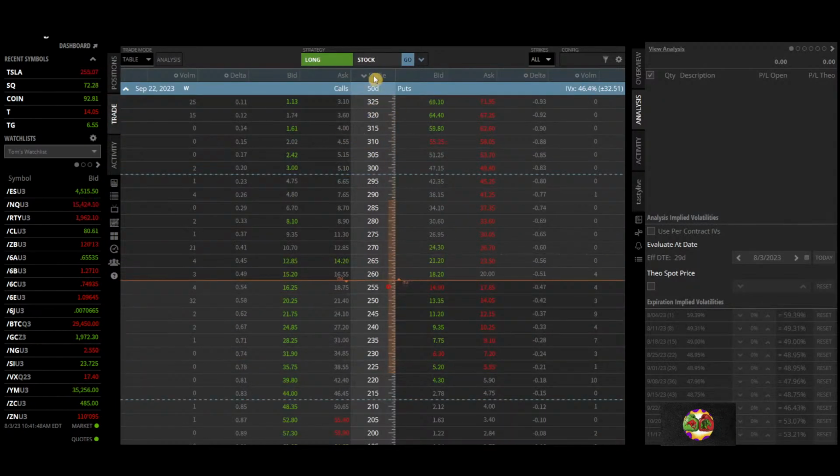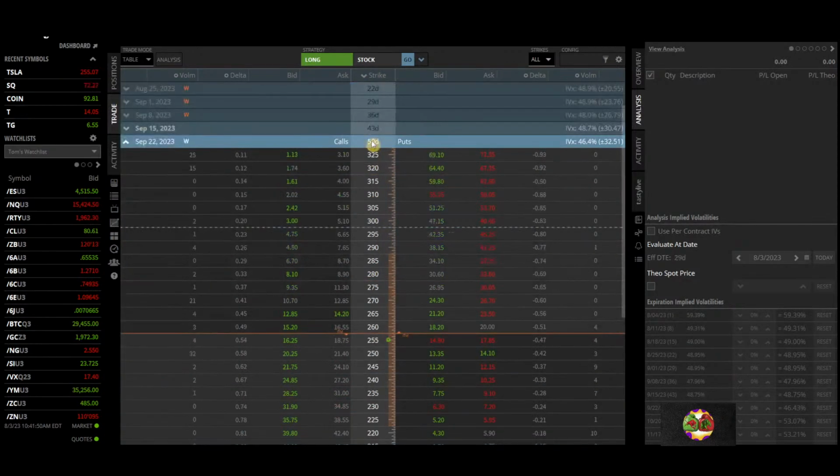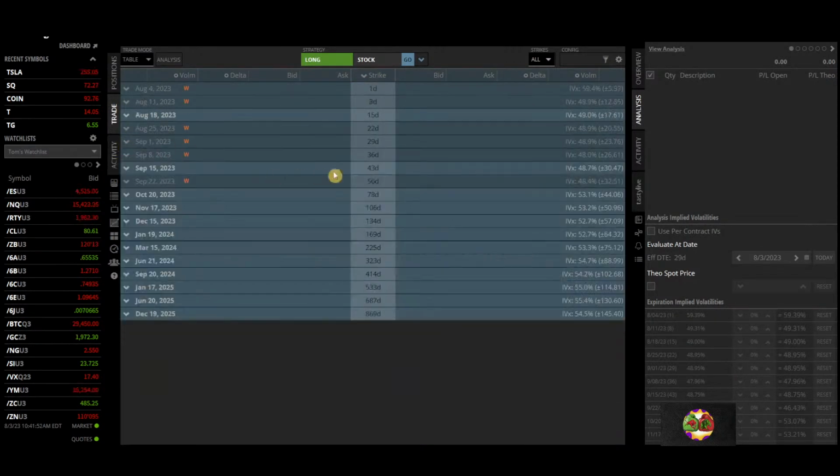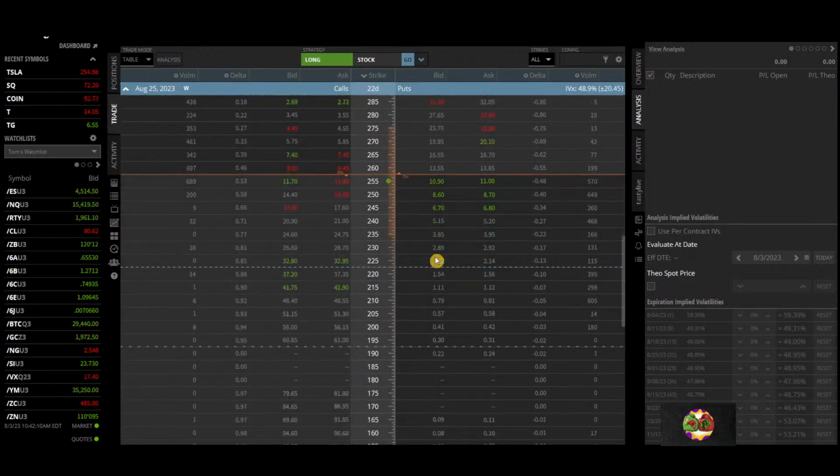But these options are way out, right? 50 days. So let's go closer. But that's the whole point of covered calls, just to collect premium on the shares you own. It's a way to make money, and you don't have to worry about assignment risk because you've already got the shares. But anyways, 22 days out.